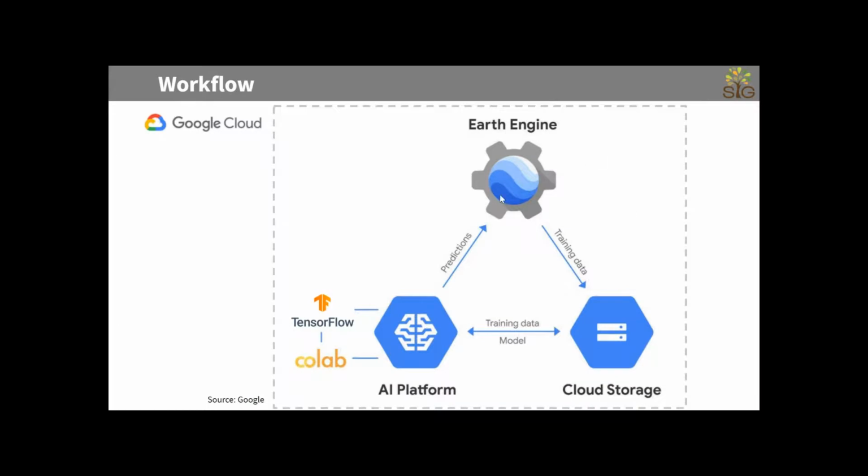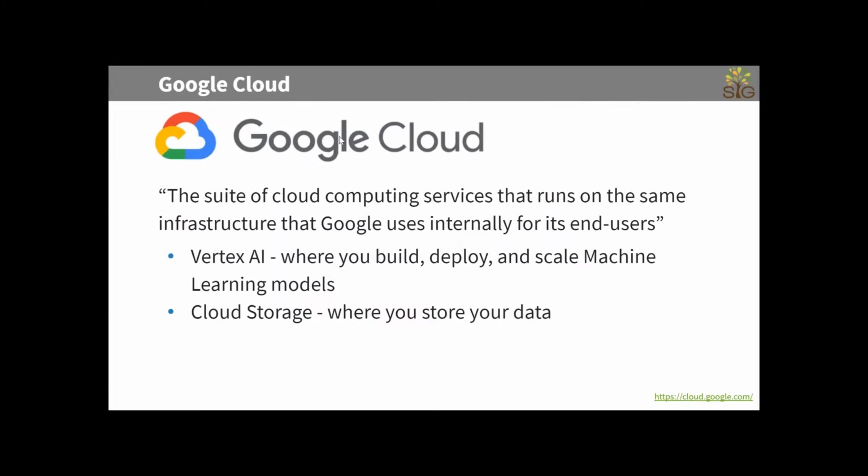So after you have the data, for example, those polygons that I just showed, that data gets exported to the Google storage, right? So that we can use Google's AI platform, using Google Colab and then TensorFlow to build and train your model. So that's what we're going to talk about next, Google Cloud.